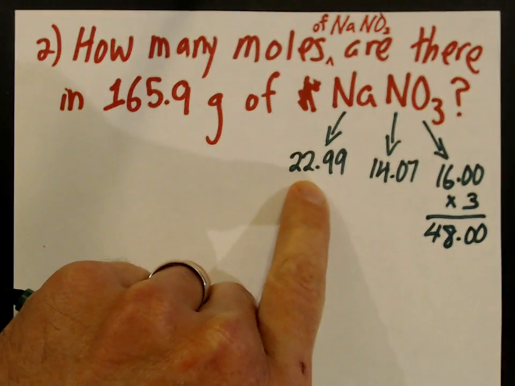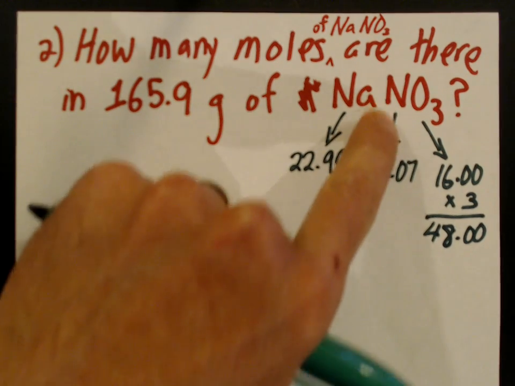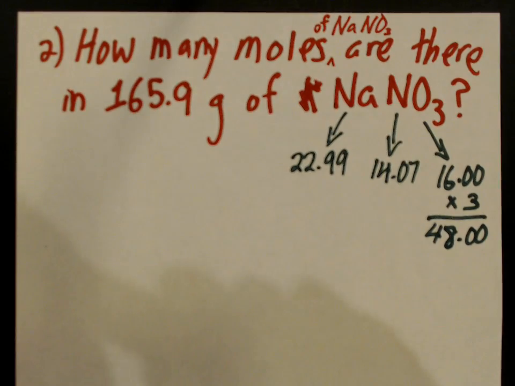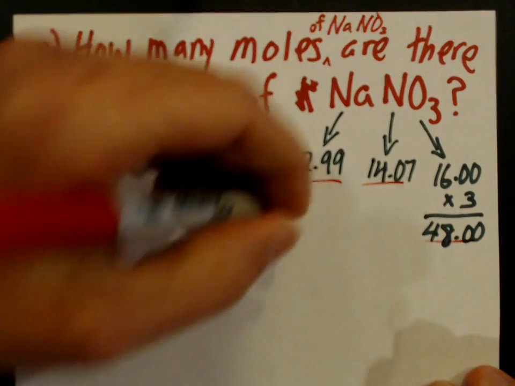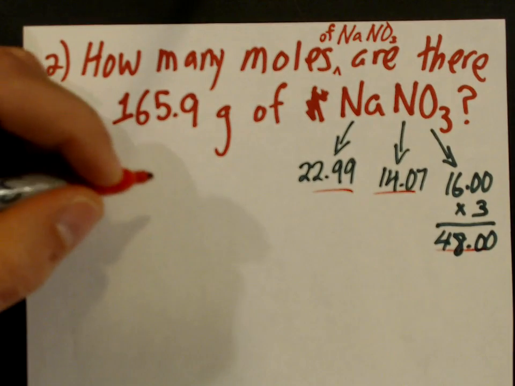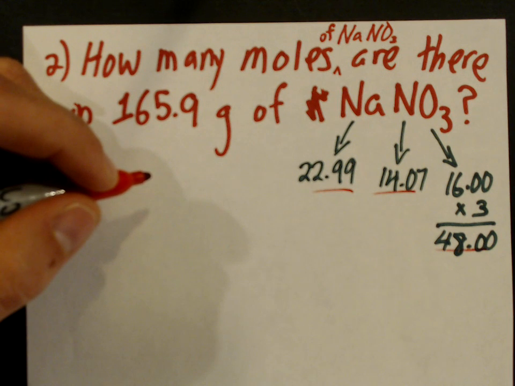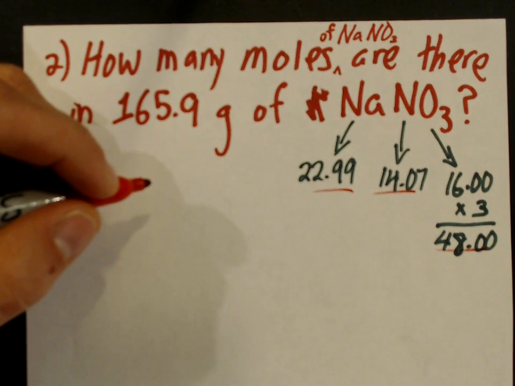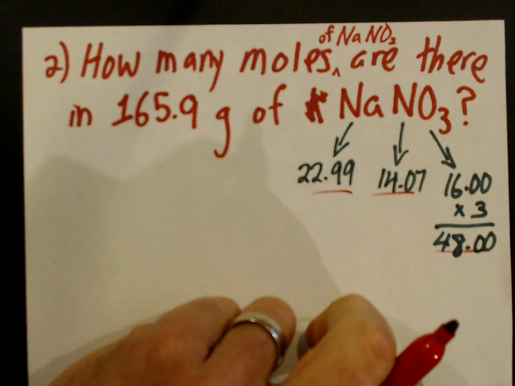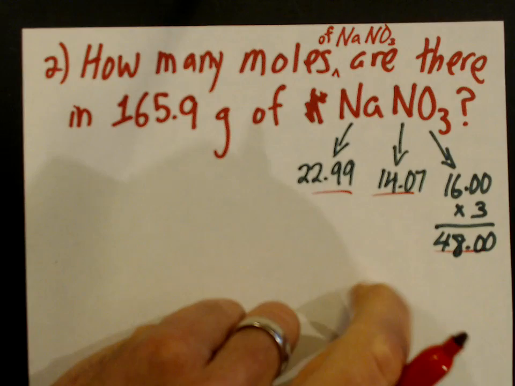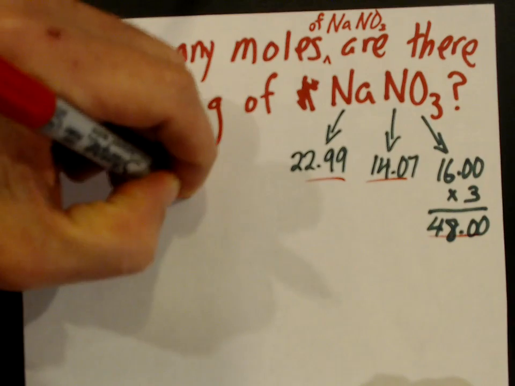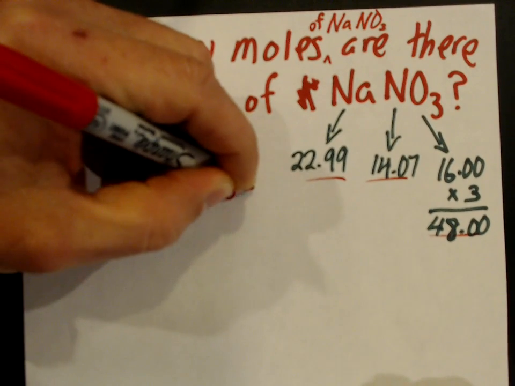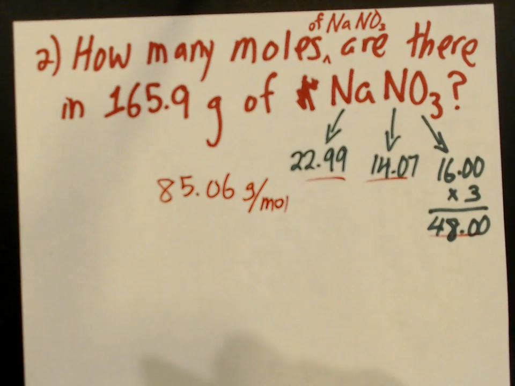There's 1 sodium, so that gets multiplied by 1. There's 1 nitrogen, that gets multiplied by 1. I'm not going to bother writing that because you all know how that works. Now we can add these up to get a formula mass for sodium nitrate: 22.99 plus 14.07 plus 48 gives us 85.06 grams per mole. Great.